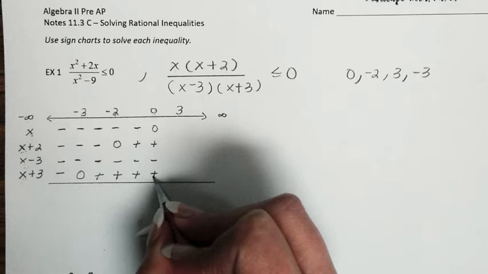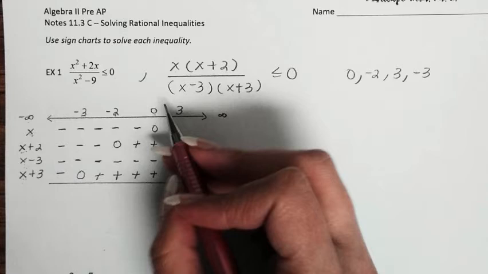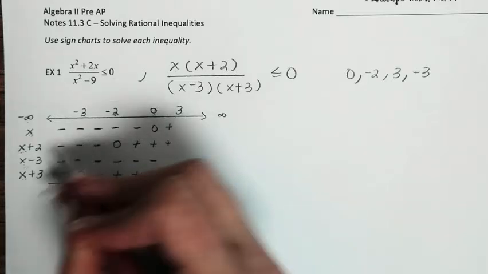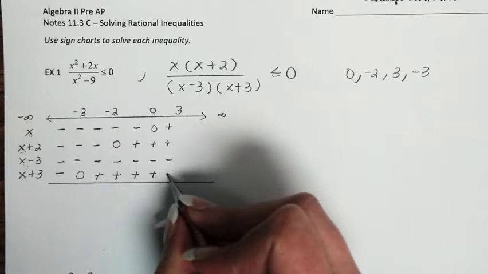Okay? After that, you plug a number in between 0 and 3. In that case, I would select 1, or you can select 2, whatever you prefer. I would do 1. If I plug 1 here, that's going to be 1, which is positive. Then if I plug 1 here, that's going to be positive. If I plug 1 here, that's going to be negative 2, which is negative.